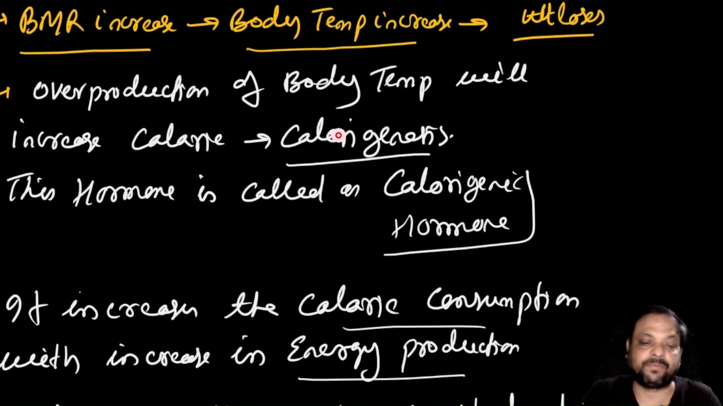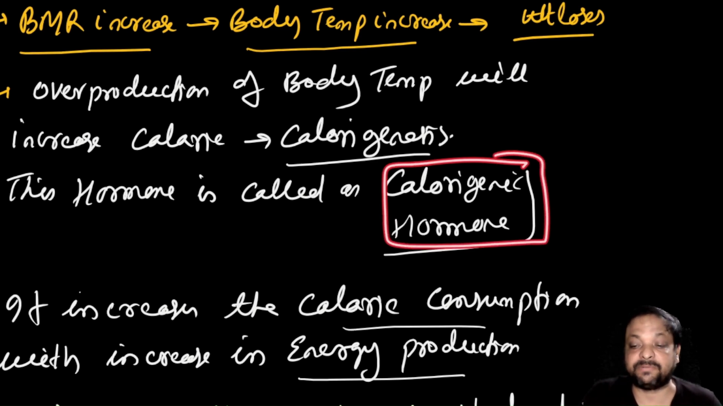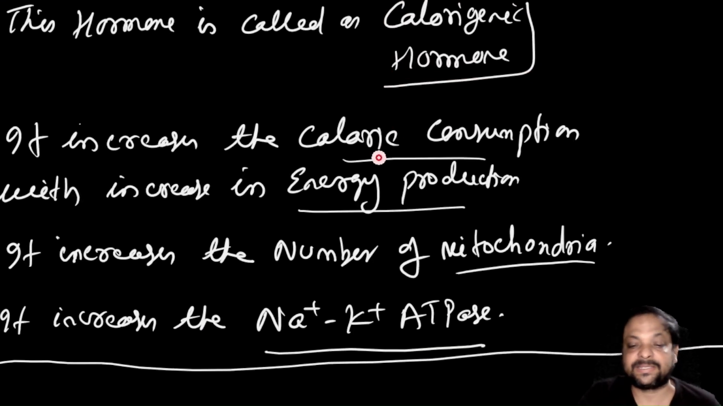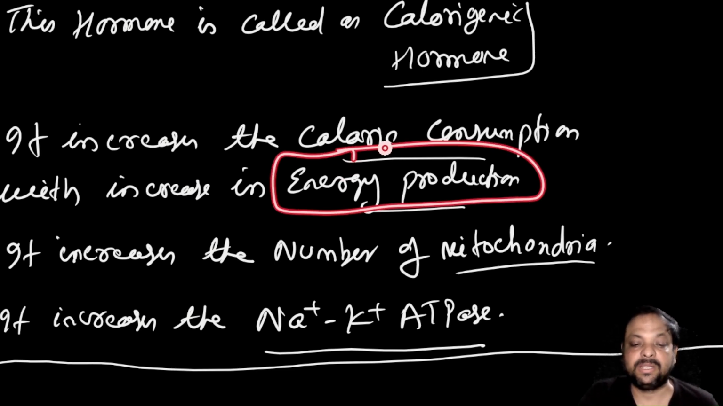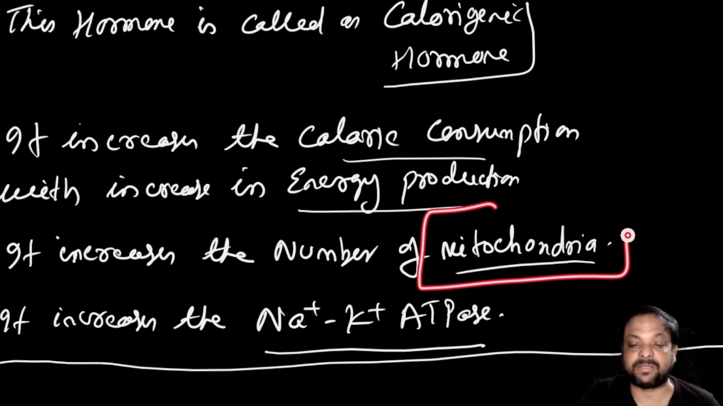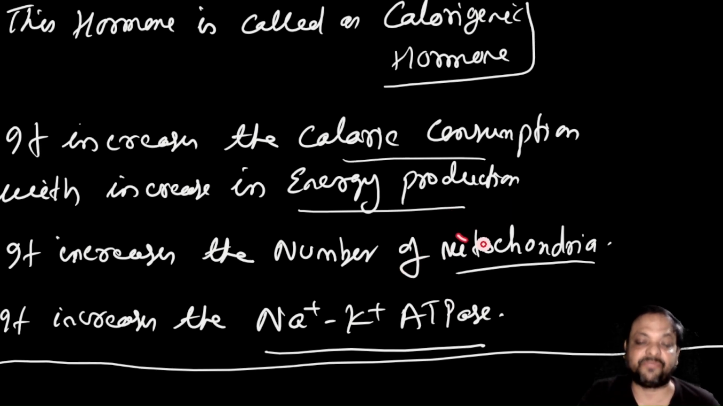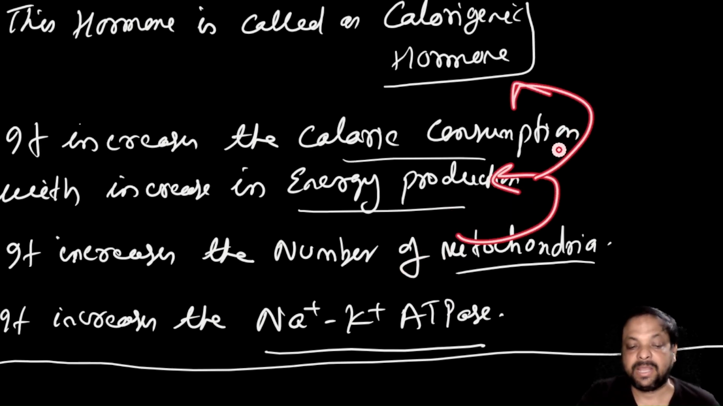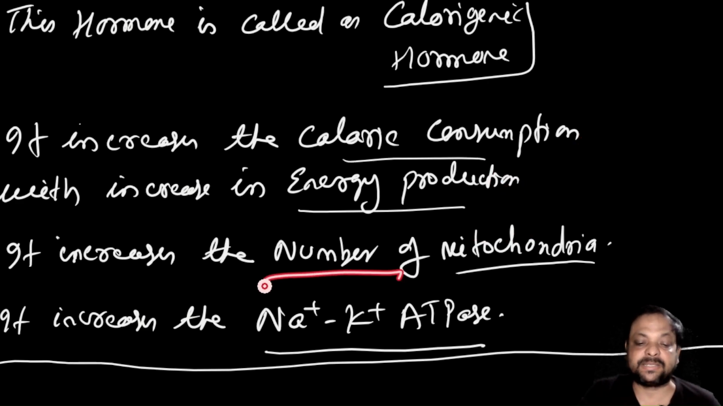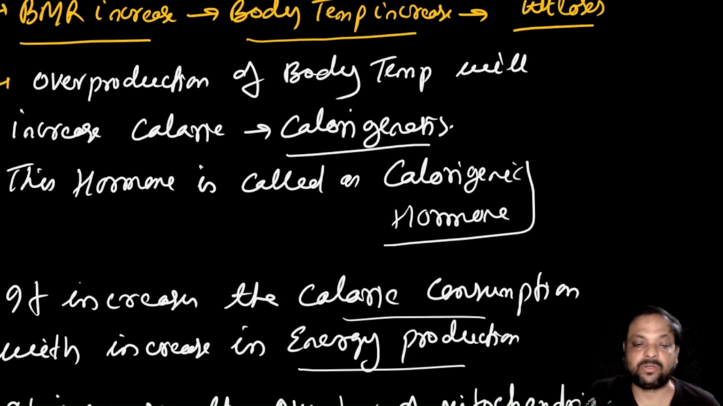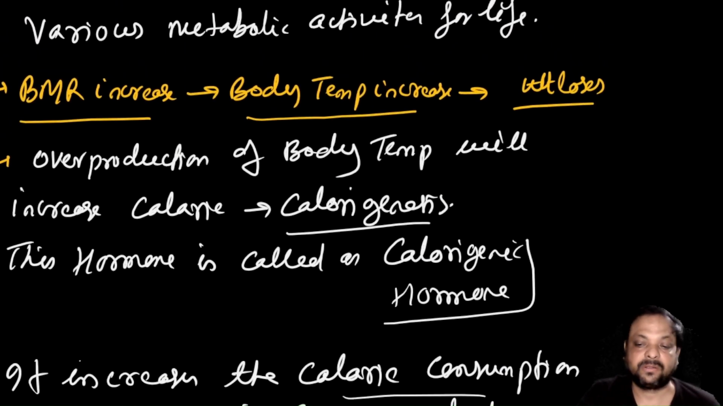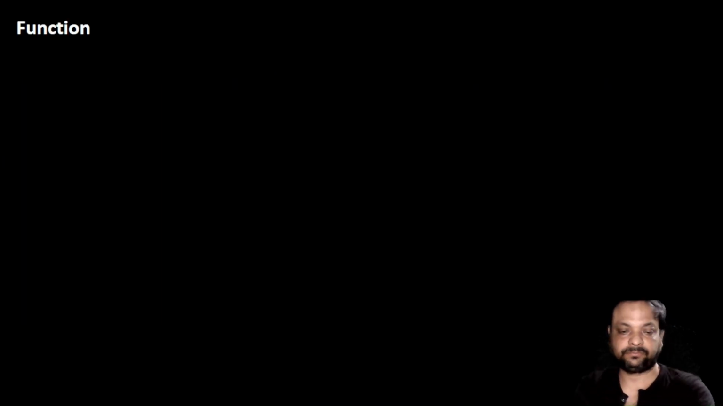Similarly, overproduction of body temperature will increase the calorie consumption, a process called calorigenesis. Got it? And this hormone is simultaneously called a calorigenic hormone due to these activities. Then we find that this increased calorie consumption will increase the energy production in the body, and this energy production will increase the number of mitochondria in the body, and this number of mitochondria will also definitely increase the energy, definitely increase the calorie. And the next function of BMR is that it increases the sodium potassium ATPase in the body, thereby maintaining import, export, symport, antiport, and uniport. Got it? So this is about the second function of the hormone, that is the basal metabolic rate.